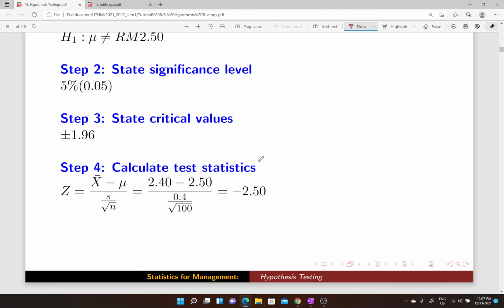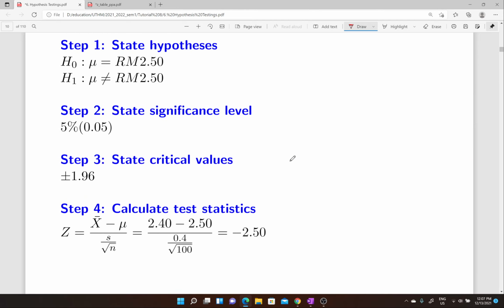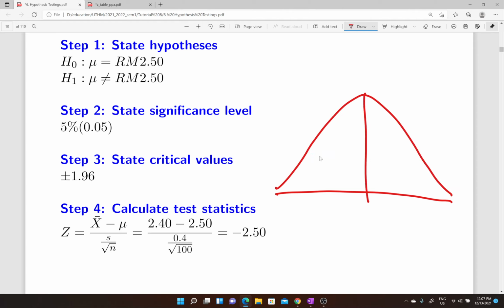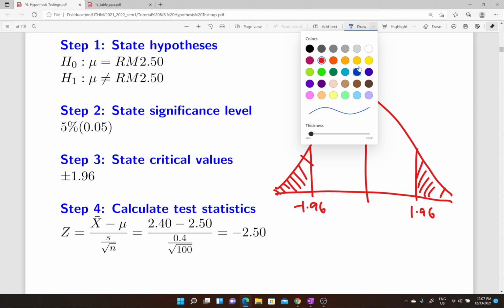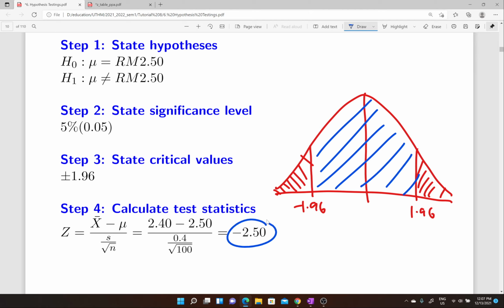Now after calculating the test statistic, just now we identified the acceptance region and rejection region, isn't it? Here it is negative 1.96 and 1.96. So this part is the acceptance region. So look at this number.